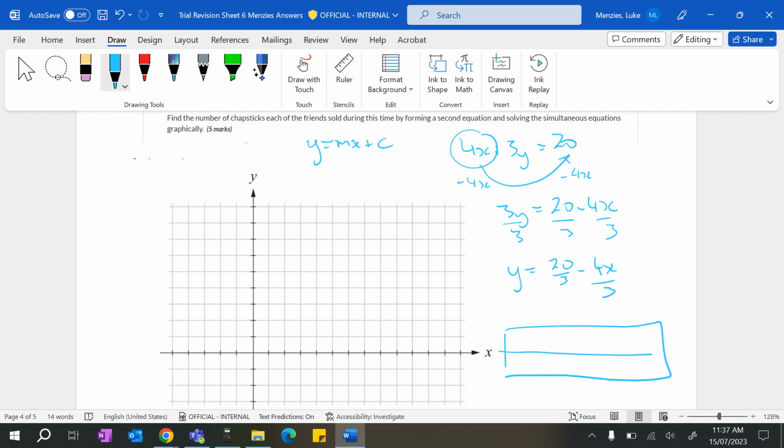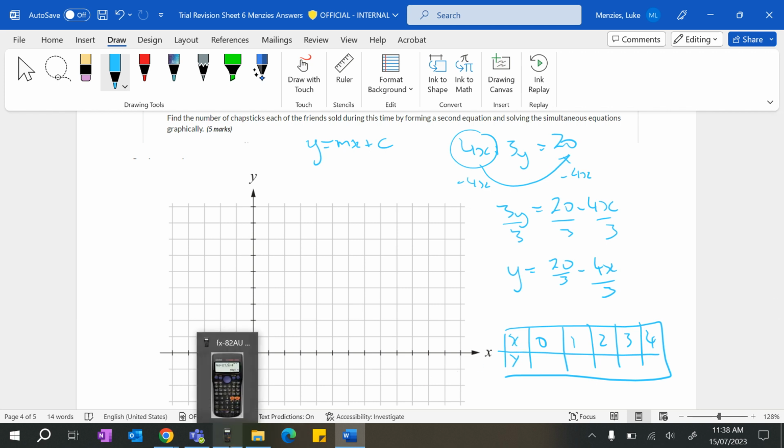Okay, so this is what I'll be doing. I'll be using a table of values, x and y. I'm going to start at 0. Normally I'd start at -2. There's no point to start at -2 this time, because x is representing the number of chapsticks sold. So you can't sell negative chapsticks. So we'll start with 0.